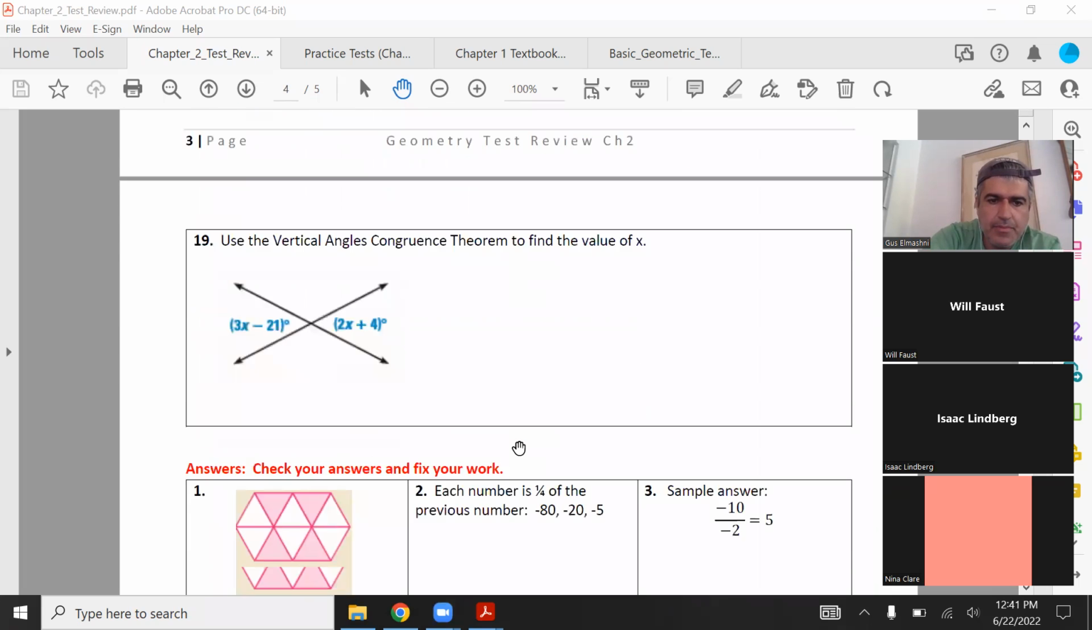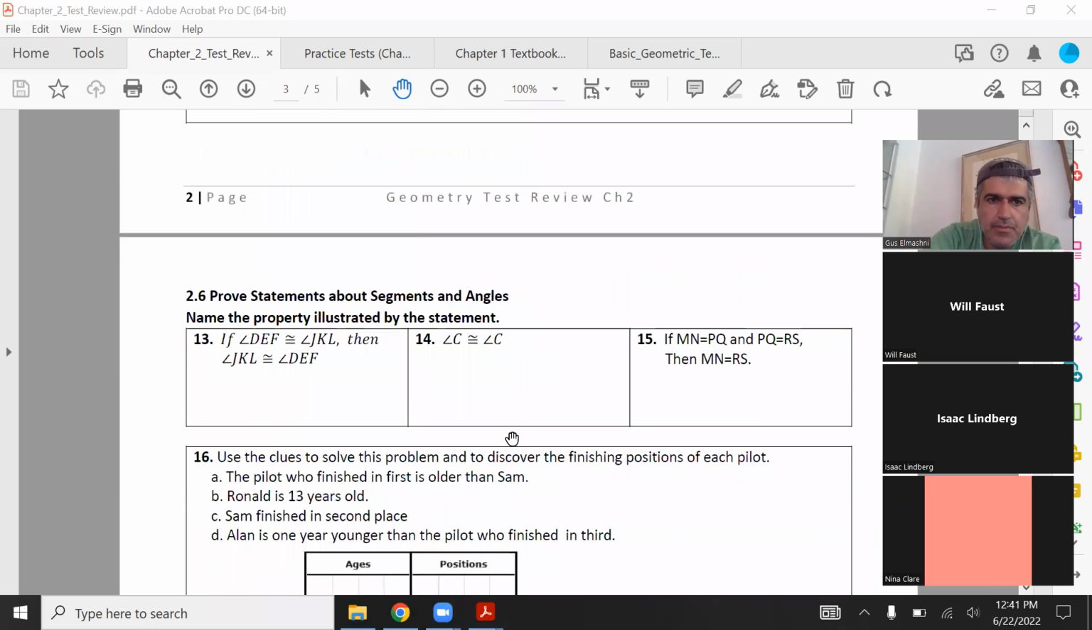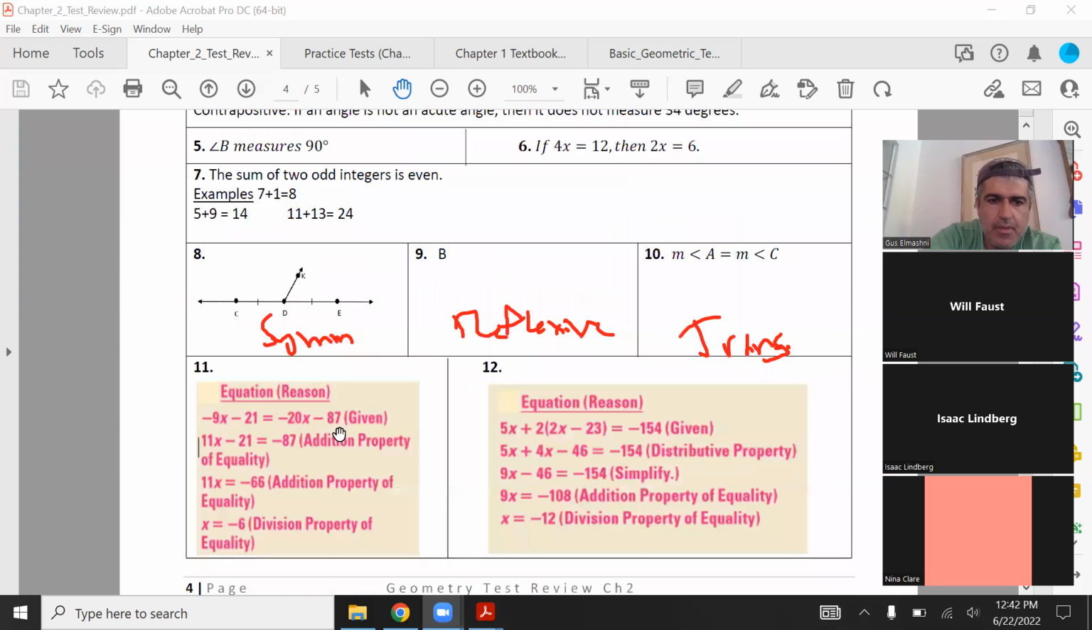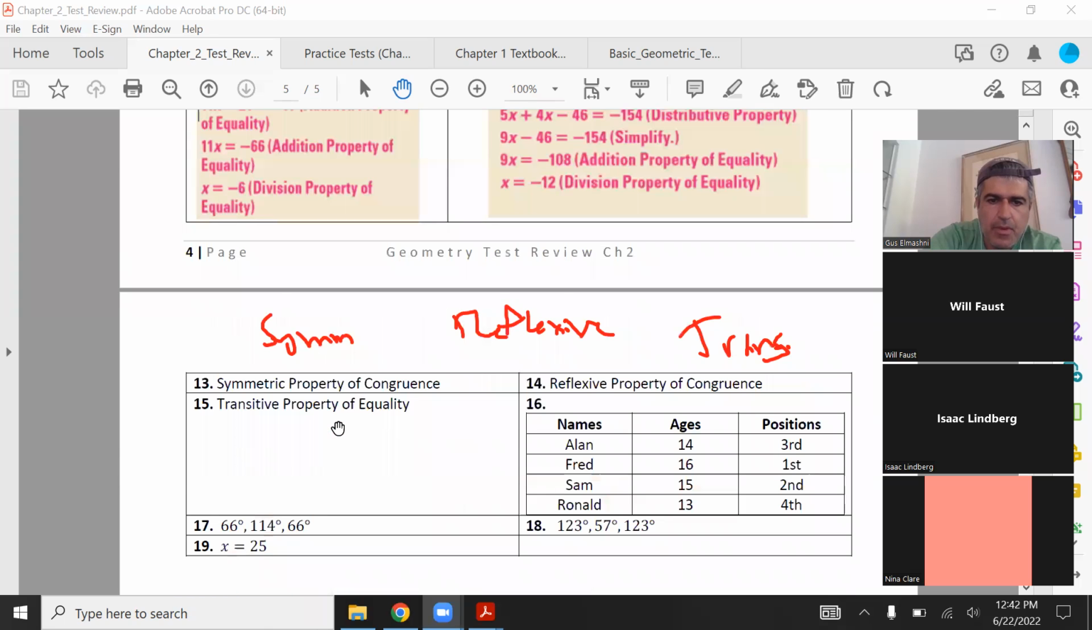In the end, probably illustrated by the statement, that's symmetric. That's reflexive. And that's going to be transitive. So all 3 are kind of covered there, right? Easy peasy. Symmetric, reflexive, transitive.